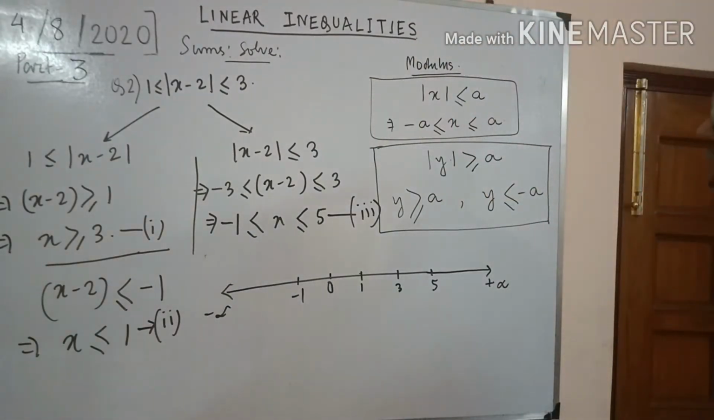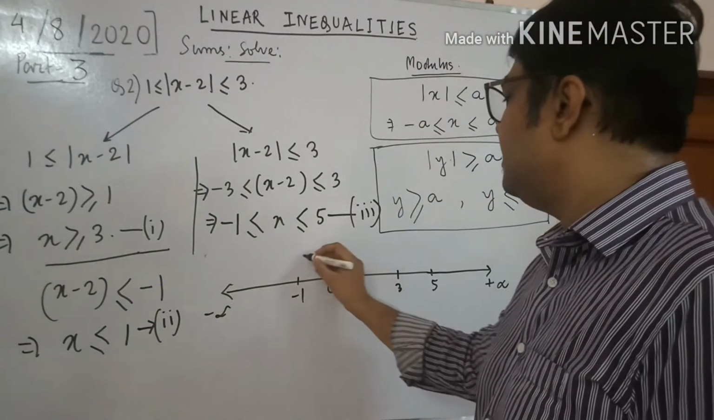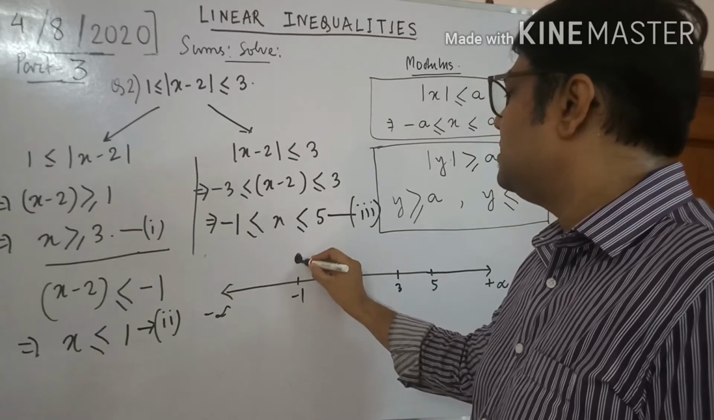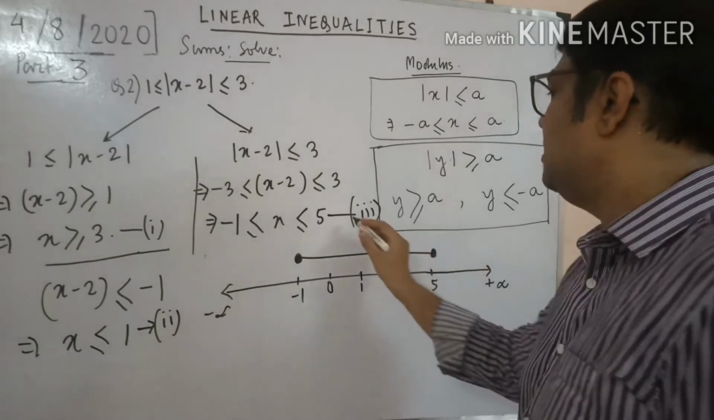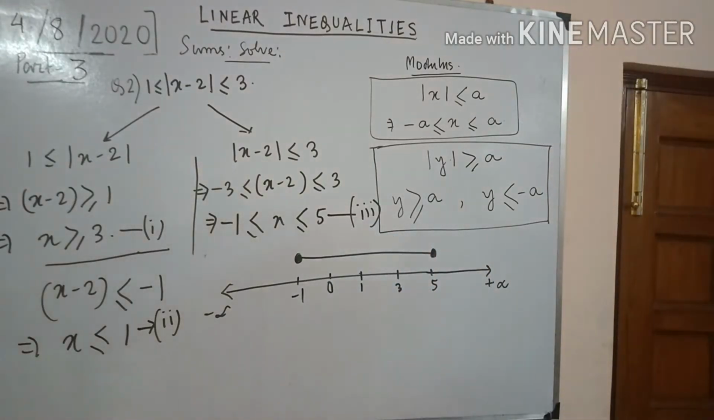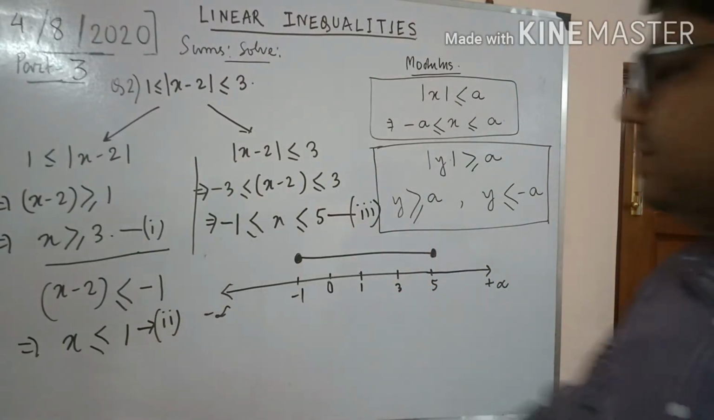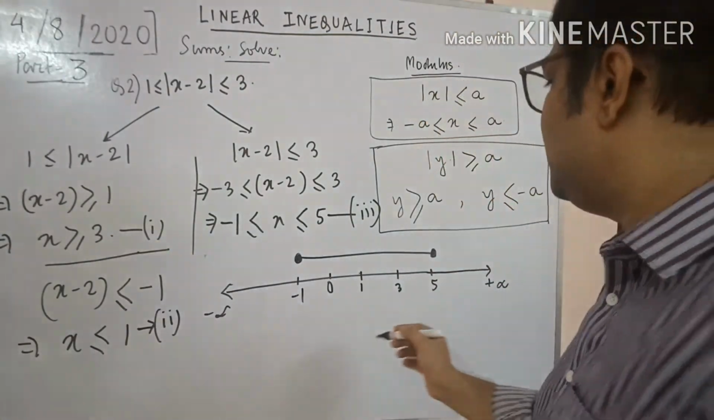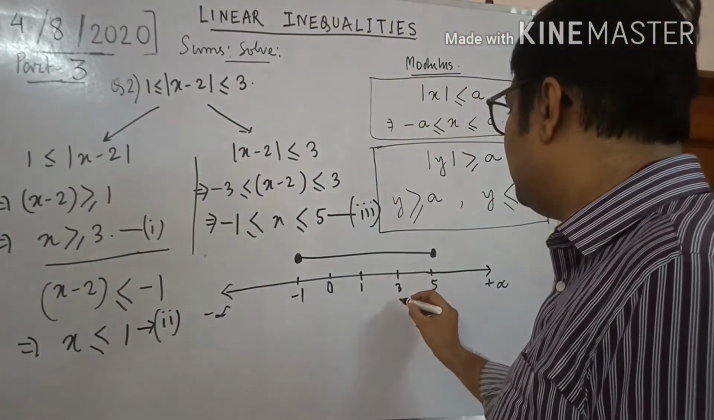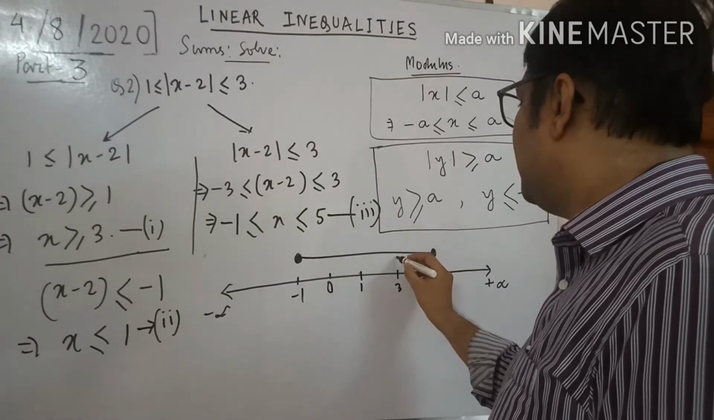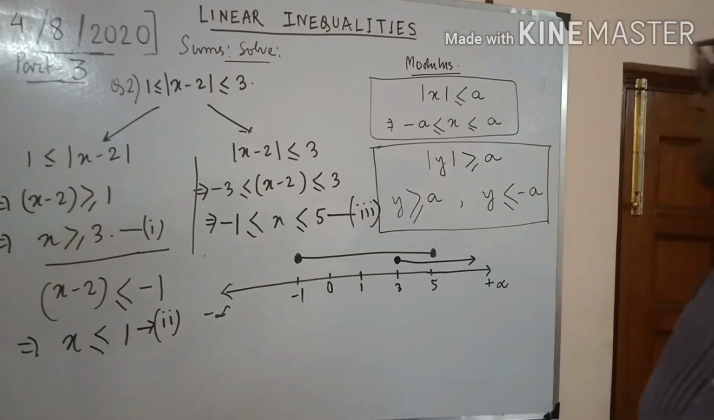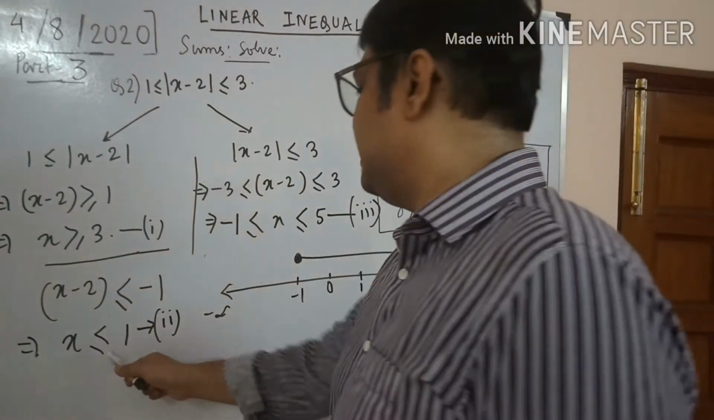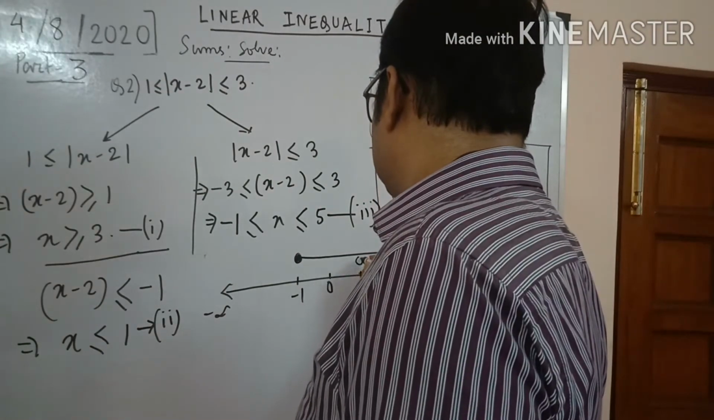Now minus 1 to 5, it indicates that there's a dark line till 5. So this is the solution of 3 you get. Now if you take 1, x is greater than or equal to 3. That means if I mark it, it's like this. Now if I mark this, x is less than or equal to 1.